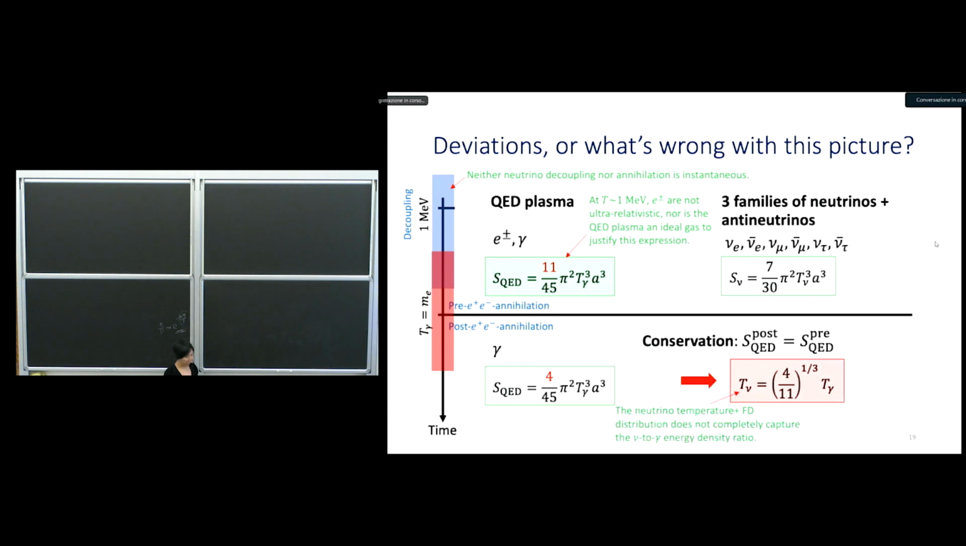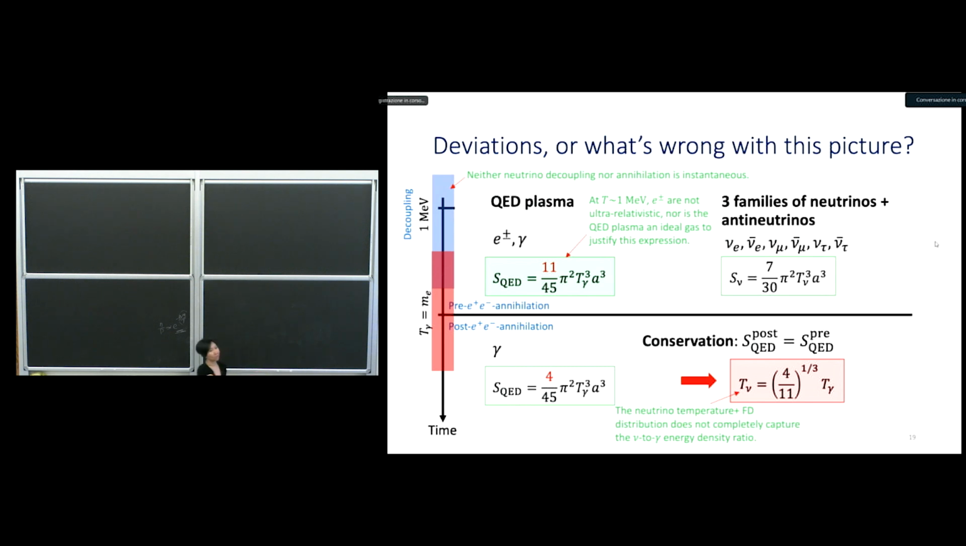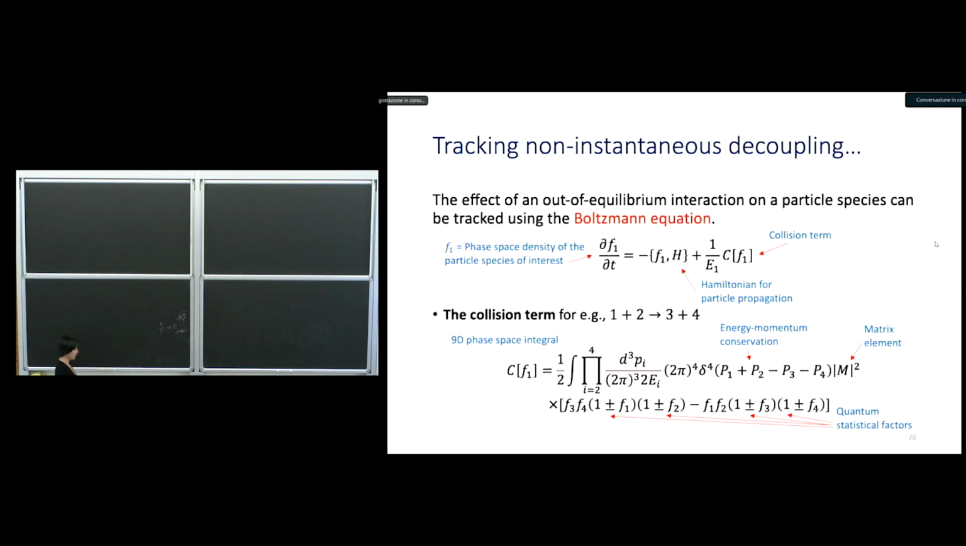All in all, having these deviations from my assumptions means that assuming a temperature relation between the neutrino temperature and the photon temperature in this way, plus the Fermi-Dirac distribution, does not completely capture the neutrino to photon energy density ratio. We need to do more. So what do we need to do? First thing we need to do is to try to track the non-instantaneous decoupling. In other words, we want to track the fact that the decoupling epoch overlaps with E plus E minus annihilation. And the way to do that is through the Boltzmann equation.